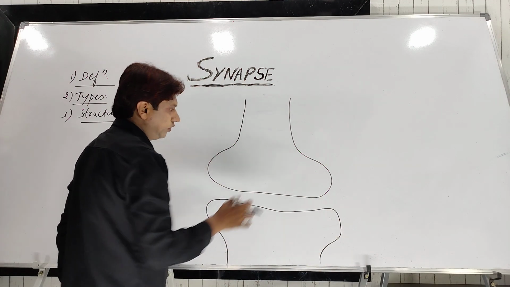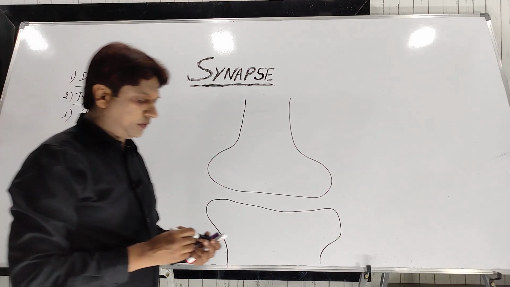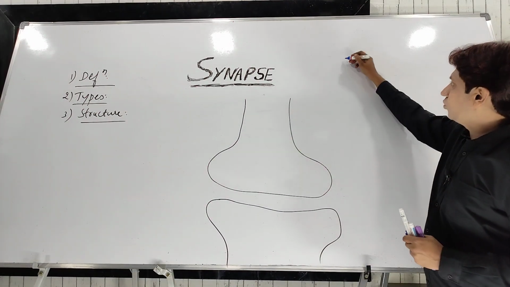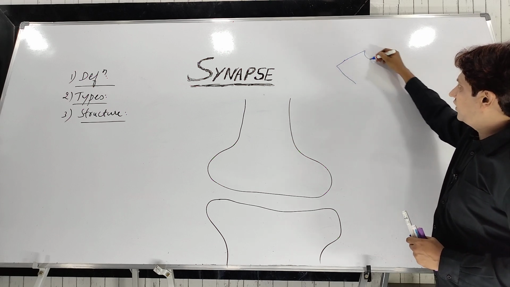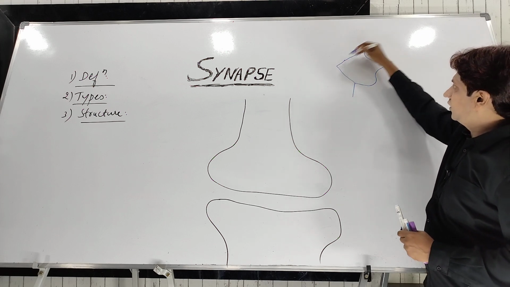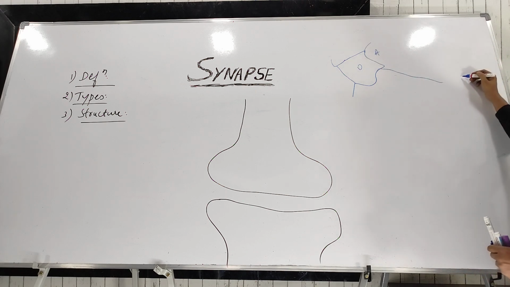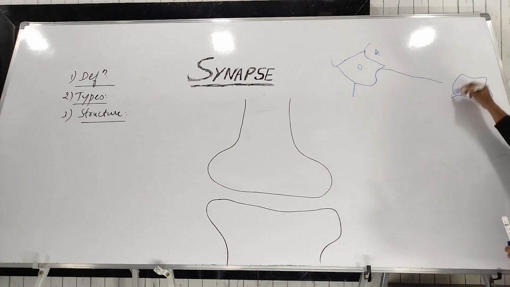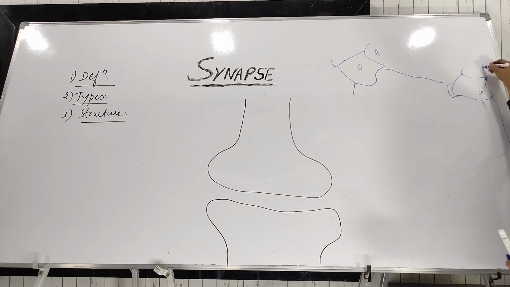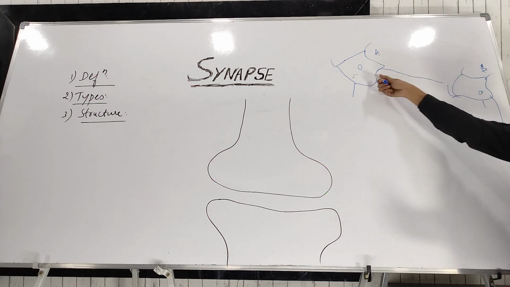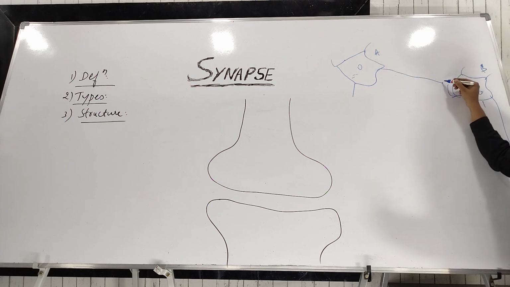The junction between these two is known as synapse. What is this presynaptic neuron? What is this postsynaptic neuron? Just now I told you, it is the neuron from which the signal has to be transmitted. Imagine this is neuron A, and another one is neuron B, which I'm drawing roughly. The signal from neuron A to neuron B has to be transmitted.